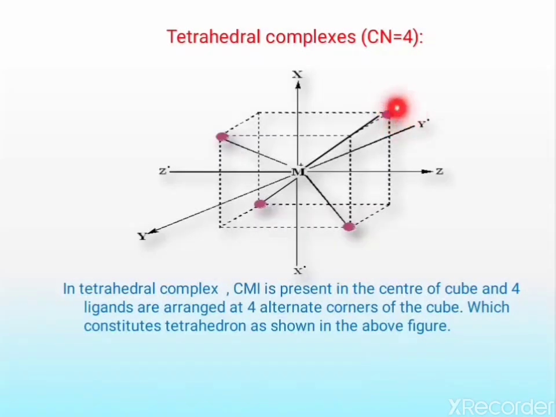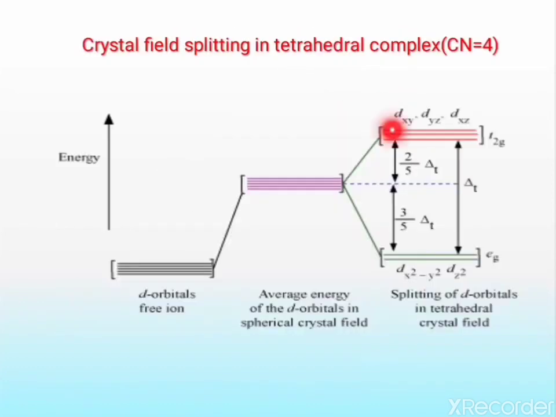When the ligand approaches the metal ion, what happens? The dxy, dyz and dzx orbitals experience more repulsion from the ligand field, hence their energy increases. Then the dx square minus y square and dz square orbitals experience minimum repulsion from the ligand environment, hence their energy decreases.